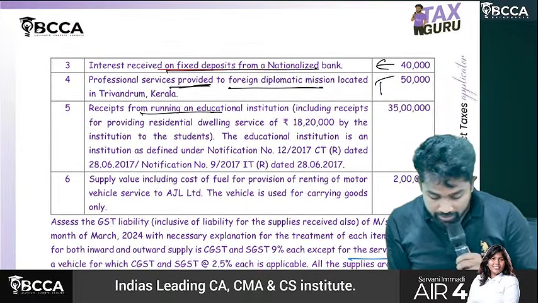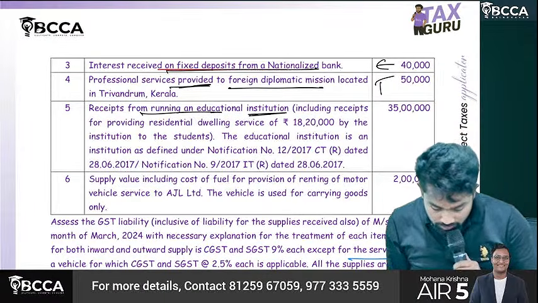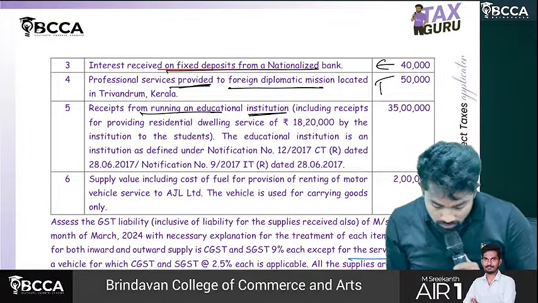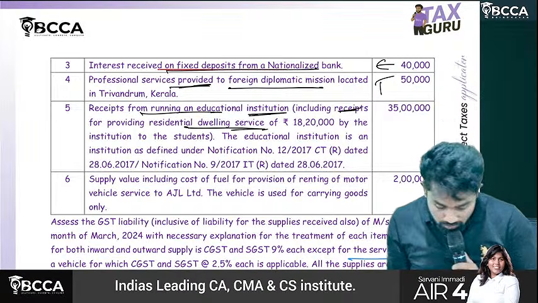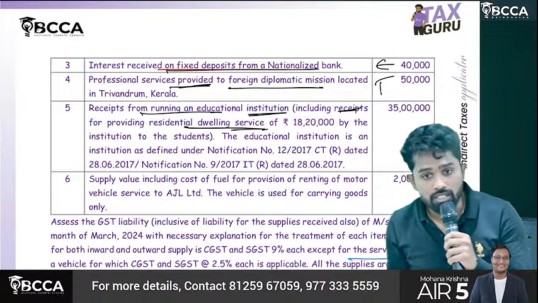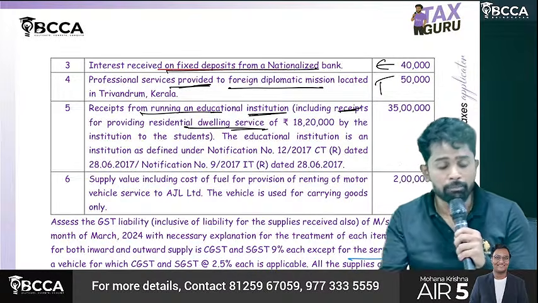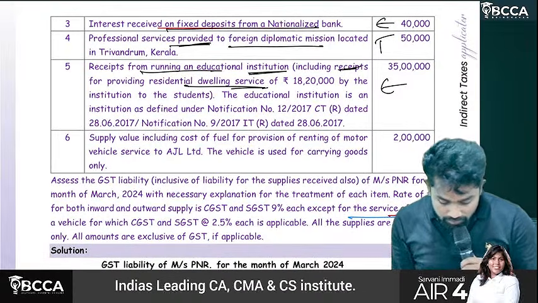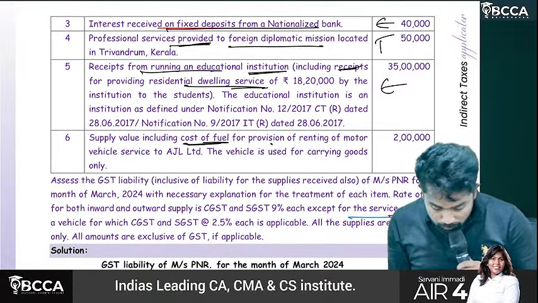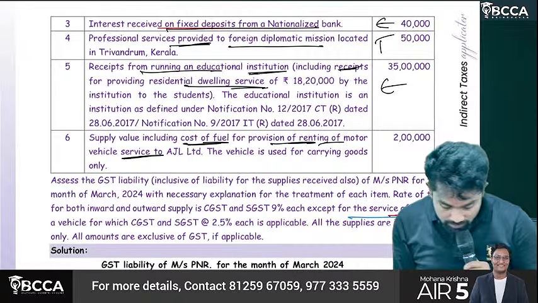Then receipts from running an educational institution, sir. Okay, include receipts for providing residential dwelling. I mean, hostel plus school. Okay, still boarding schools are what? Composite supply. Predominant activity is what? Education, which is exempted.